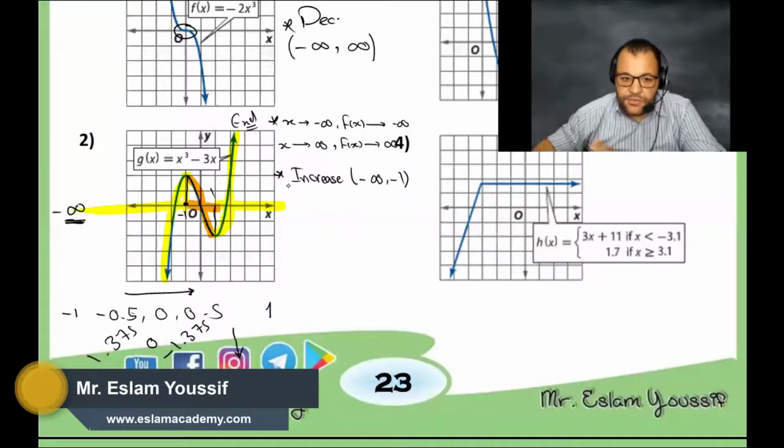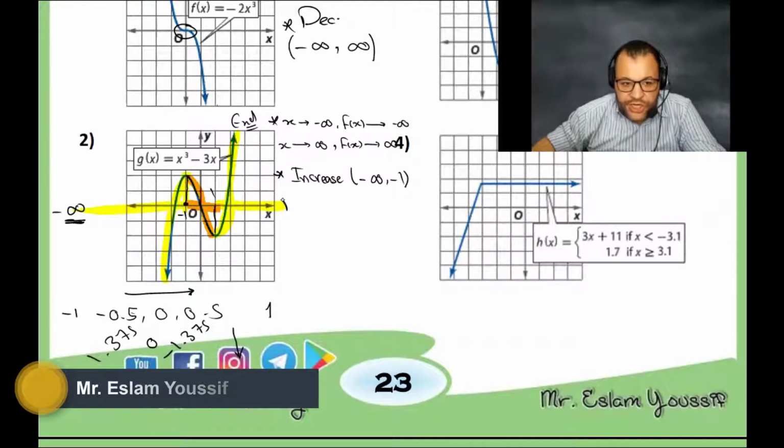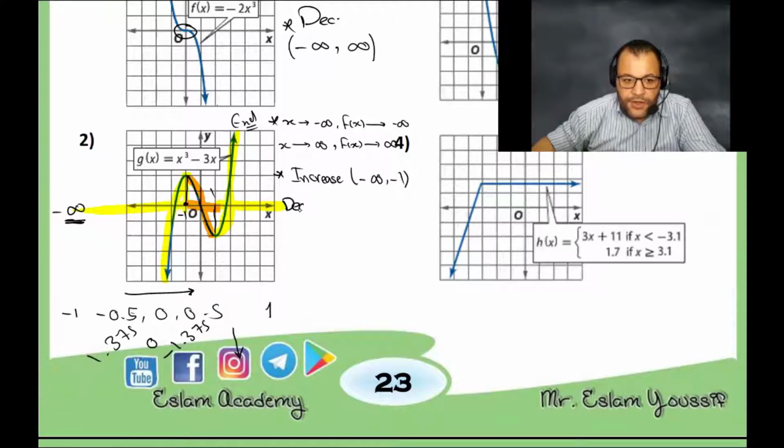Is it clear now? Yeah. So decrease from -1 to +1. Then again increase from 1 to +infinity.